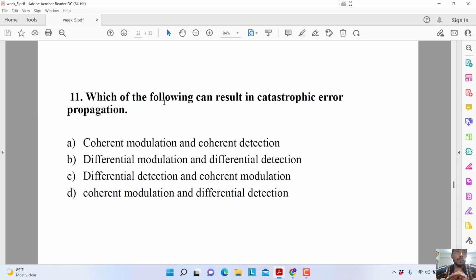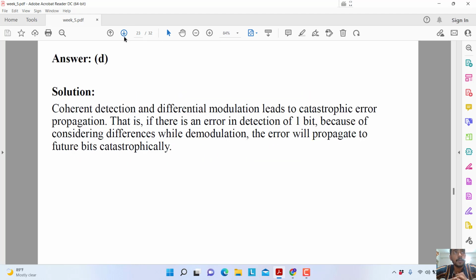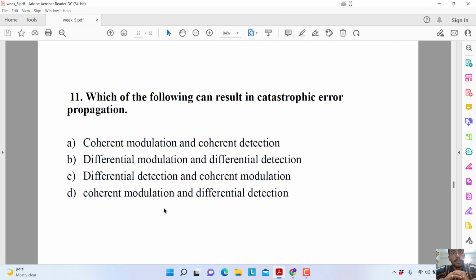Again I am repeating this question. Which of the following can result in catastrophic error propagation? So the explanation of this question is given here. The answer is the D part and the explanation is given there. Coherent detection and differential modulation lead to catastrophic error propagation. That is, if there is an error in detection of 1 bit, because of considering differences while demodulating, the error will propagate to the future bits catastrophically. So D part is the right answer. Coherent modulation and differential detection creates catastrophic error.